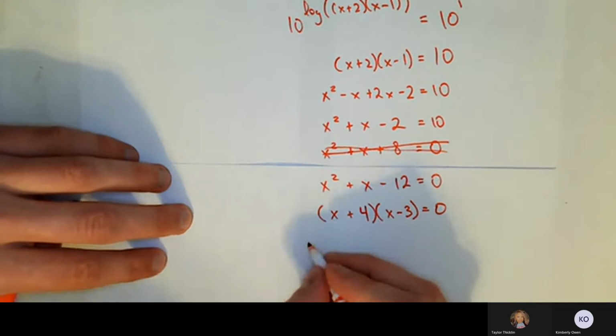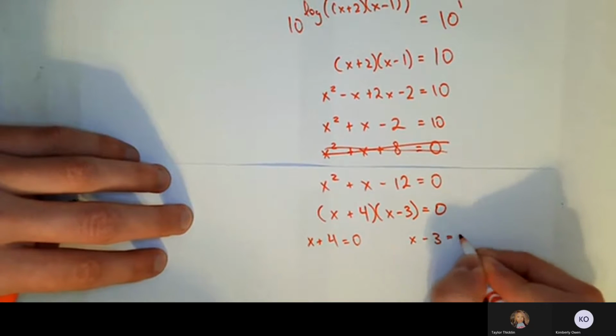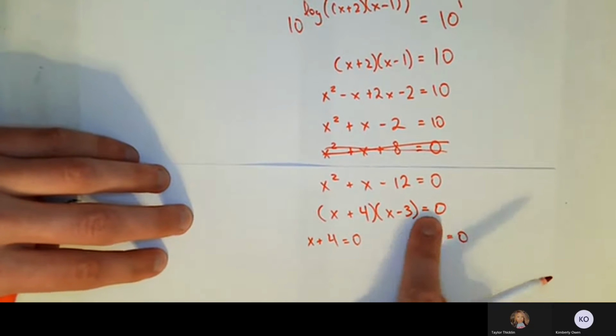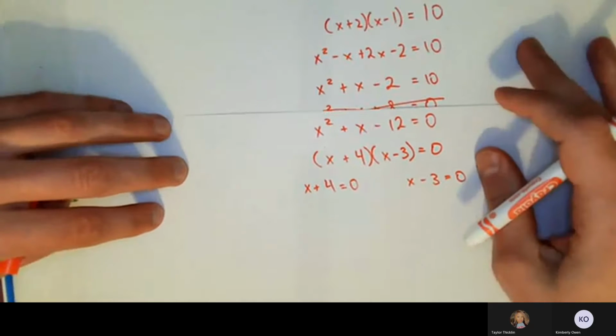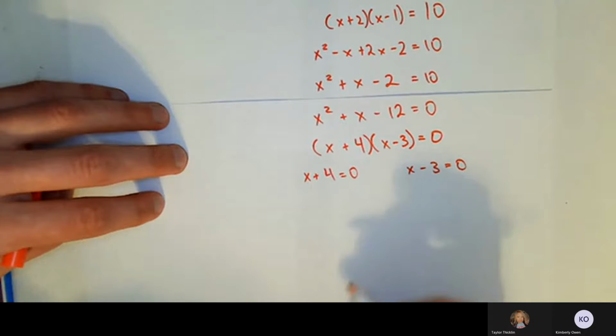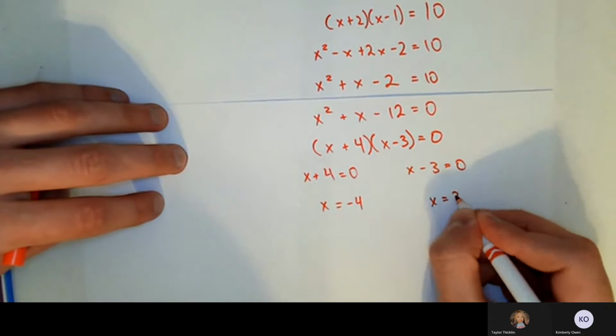And then I can split these two factors, set them each equal to 0. Again, can only split the factors when it's equal to 0. Couldn't do that all the way back here when it was equal to 10. Cover up that mistake there. Okay, so I'm getting two solutions here. x is negative 4 and x is 3.